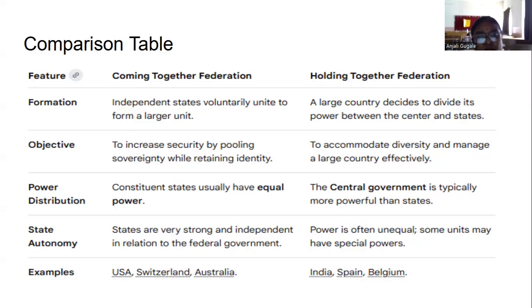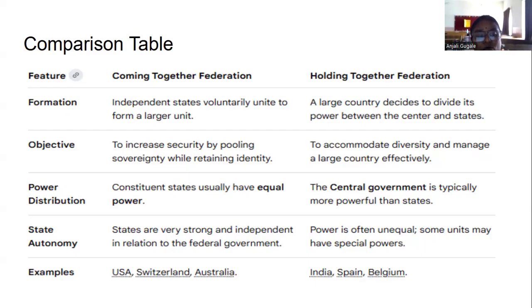Similarly, America is also a country in which all 50 states have voluntarily united to form a larger unit. Whereas when we look at India, India is a holding together federation, because India is again a very large country. Here also the consent of the different states was taken, but some of them have some special powers. Okay, so India is a large country which decides to divide its power between the center and the states. But here, all the states don't have equal powers.